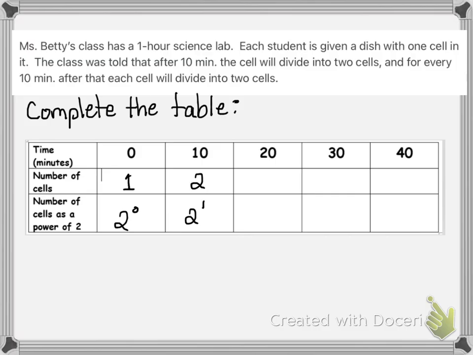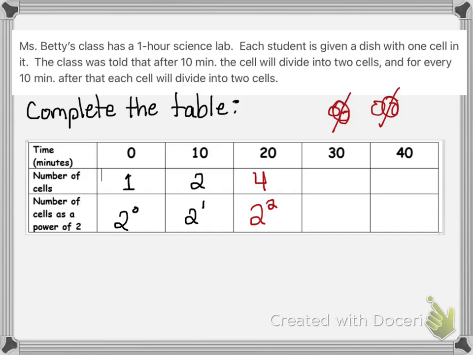All right, after 10 minutes, remember that 1 cell divides into 2. That's why I have a 2 right there. Okay, after another 10 minutes, those 2 cells, and just to give you a picture, they divide into 2. So now I got boop, boop, boop, boop. I got 4. How do you write that as a power of 2? 2 to the power of 2, because that equals 4.